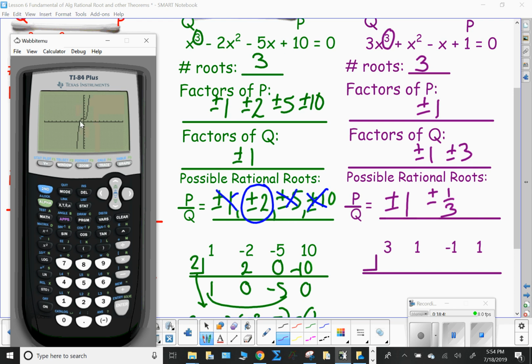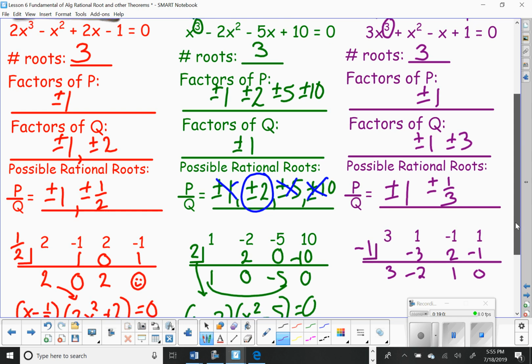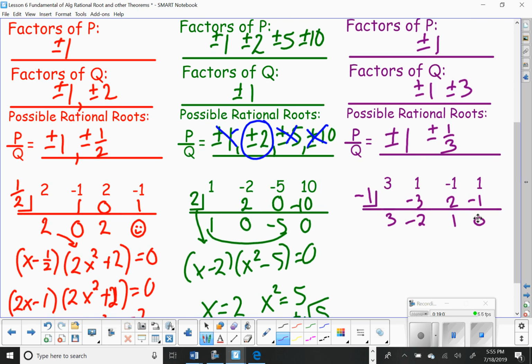Now, I can see it looks like it's crossing at -1. So we'll try -1. I bring the 3 down. I get -3, that's -2, that's 2, that's 1, that's -1, that's 0. Ooh, that worked. Notice how quickly you can do this once you get that pattern down. I now know that I have x minus -1, then I have 3x squared minus 2x plus 1.